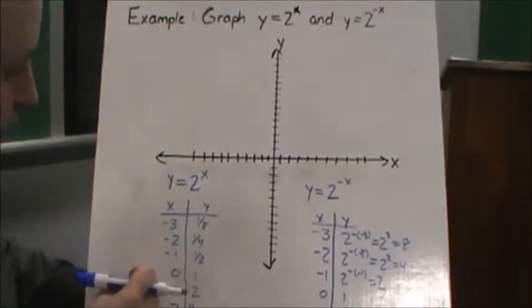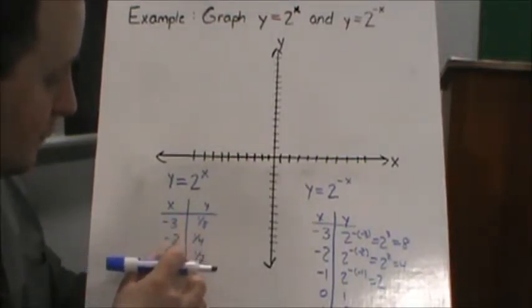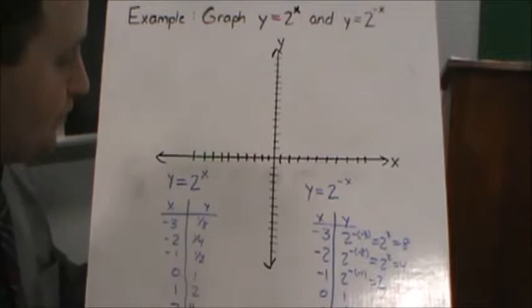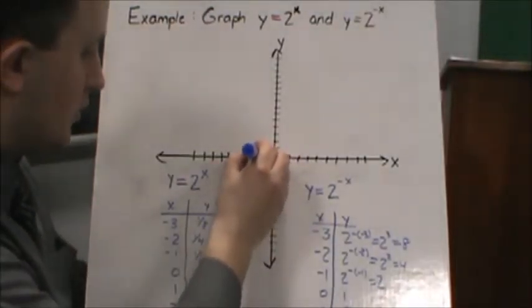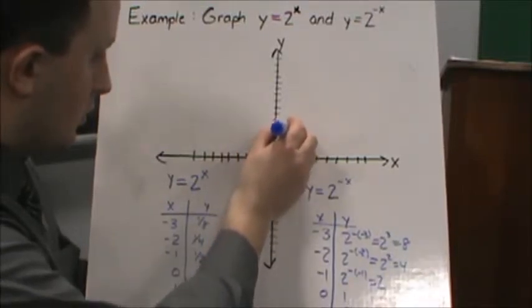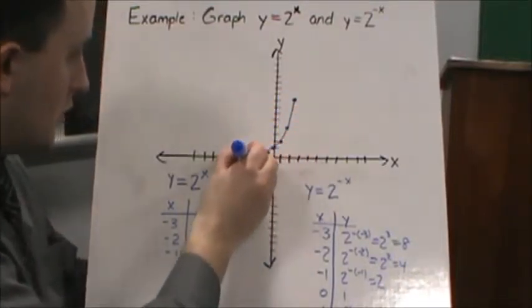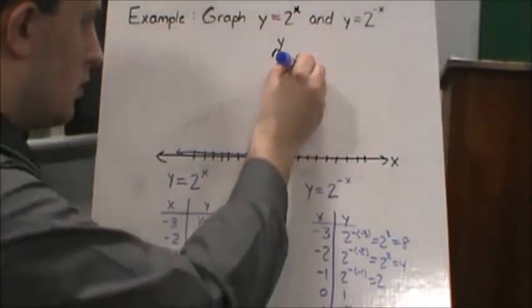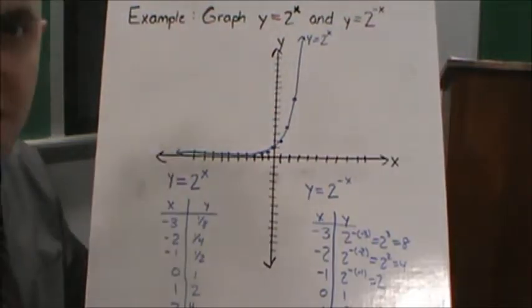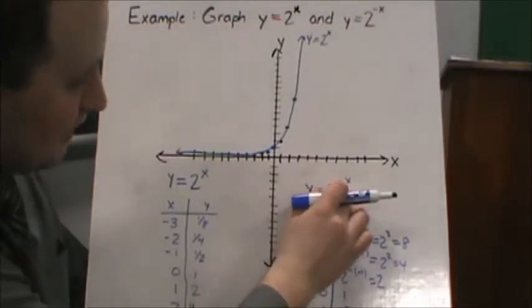In the first case, we have y equals 2 to the x. Here's the table of values if you need them. We have negative 3, 1/8, negative 2, 1/4, negative 1, 1/2, 0, 1, 1, 2, 2, 4, and 3, 8. So if we go ahead and graph them, there's what the graph of y equals 2 to the x would look like. Well, now let's see what happens with the negative exponent here.